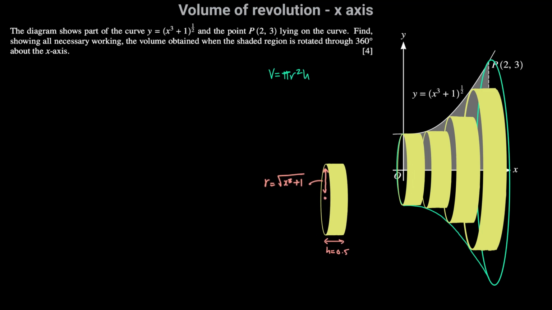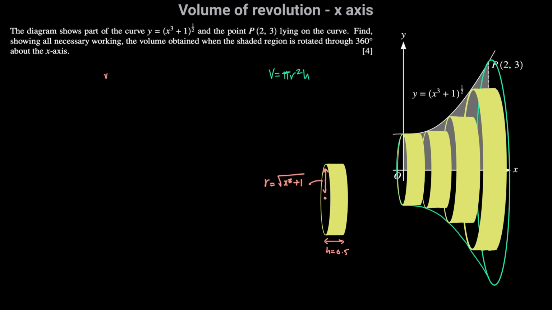Now if we look at the disc over here, each disc has a height of 0.5 units because the shaded region over here is from x is equal to 0 to x is equal to 2. So the length of this region is 2 units and is divided into 4 discs. So each disc has a height of 2 divided by 4, so that's 0.5 units. And the radius of each of these discs is simply the y coordinate on the curve.